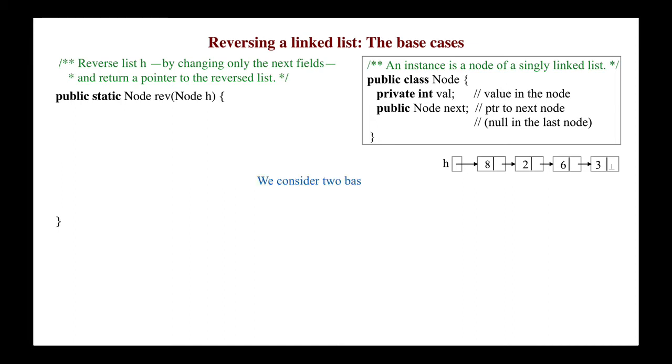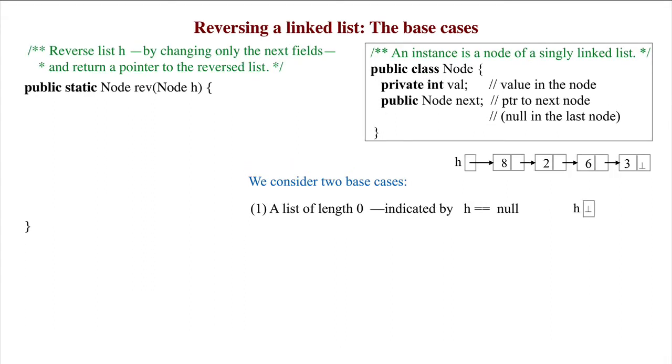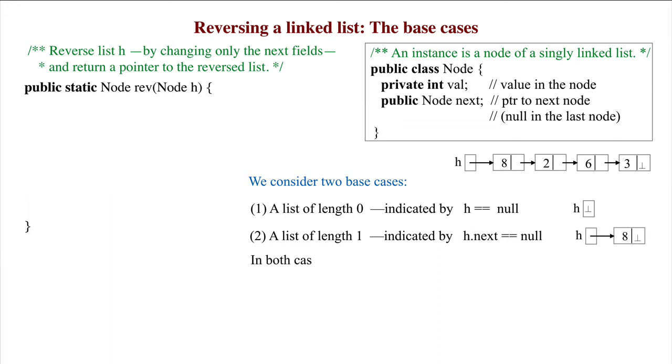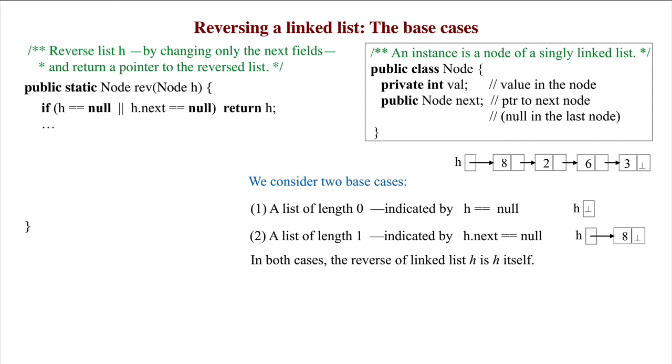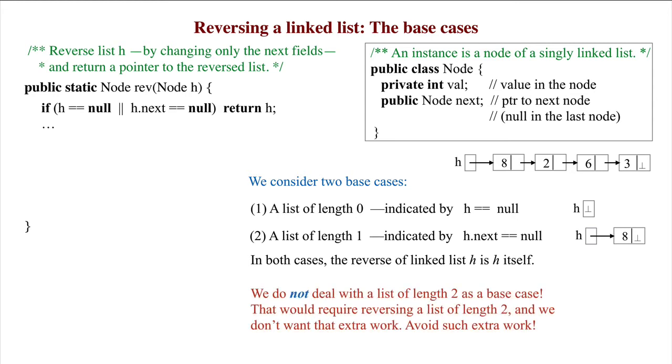The two simplest cases are a list of length 0, indicated by h containing null, and a list of length 1, indicated by h.next containing null. In both of these cases, the reverse of linked list h is itself, so there is no work to be done. The two base cases are easily implemented. We emphatically do not consider a list of length 2 as a base case because processing it would cause us to reverse the linked list, and we do not want extra work in base cases.